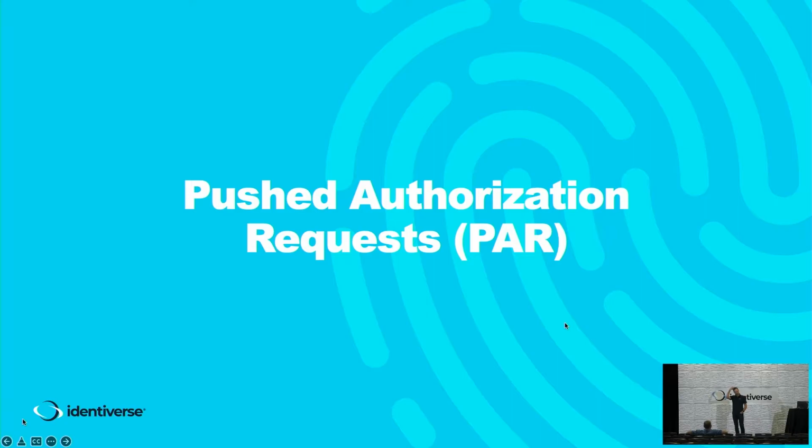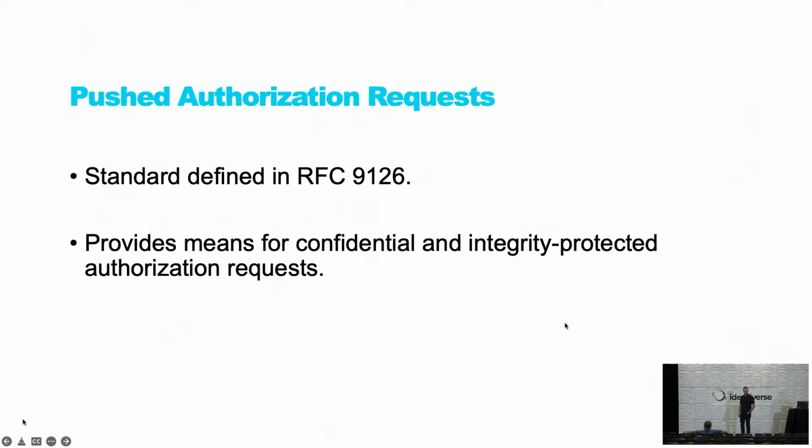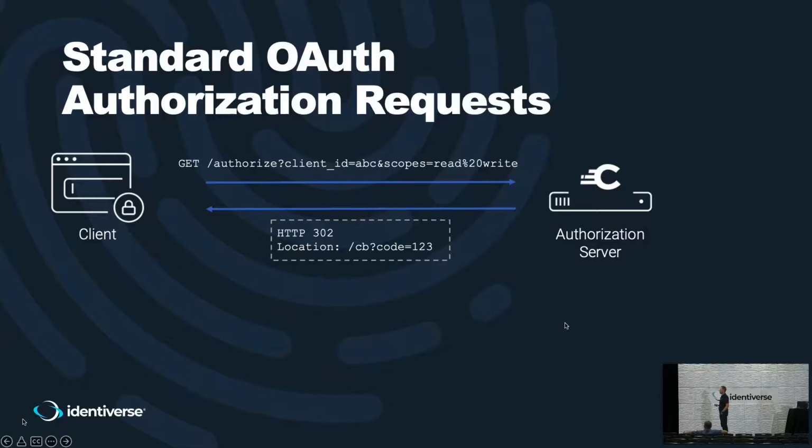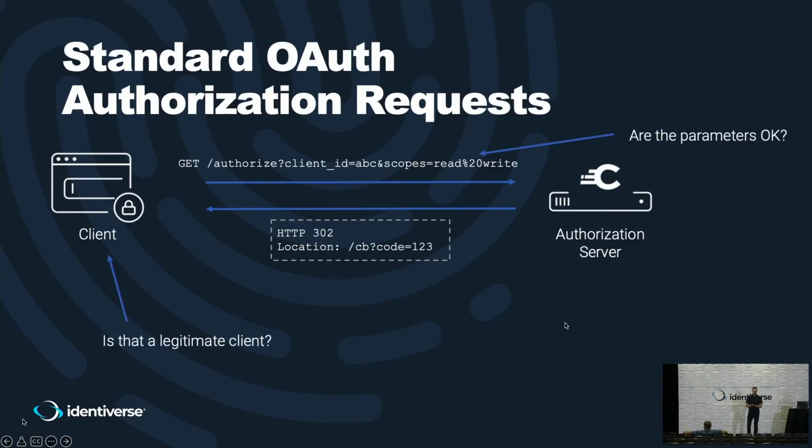Pushed authorization requests. So this is a way to protect the integrity of the request itself, the request to the authorization server. So in a normal authorization request, we send a bunch of parameters on the URL, and one problem with this is we can't assure that the client is legitimate. We can't necessarily ensure that the parameters are okay. They could have been tampered with on the way.